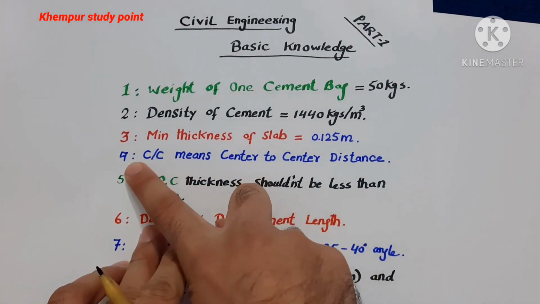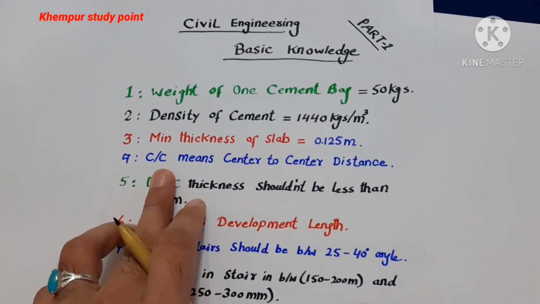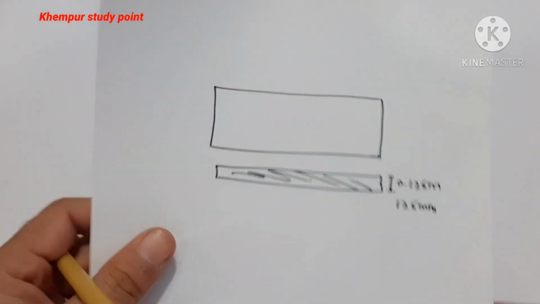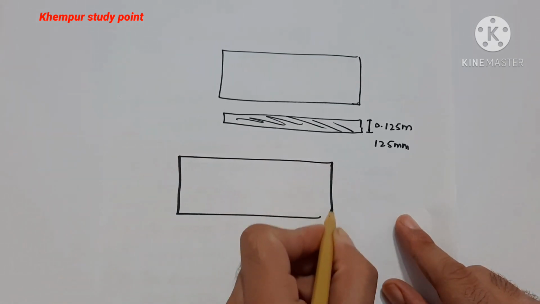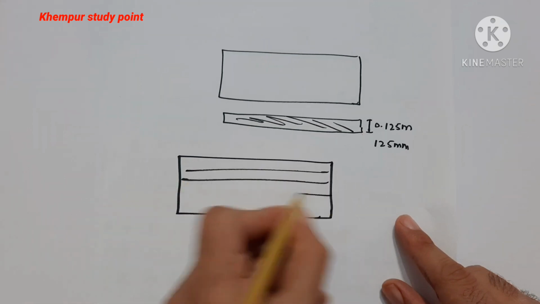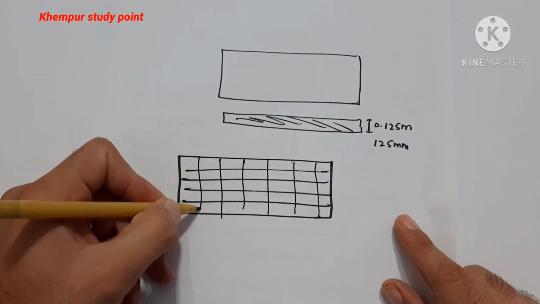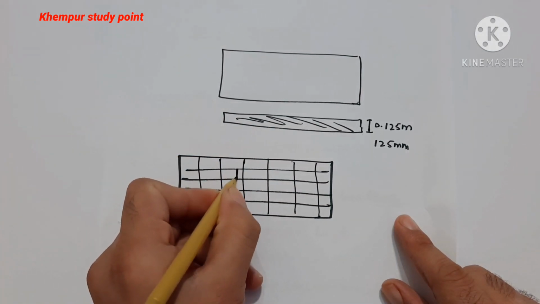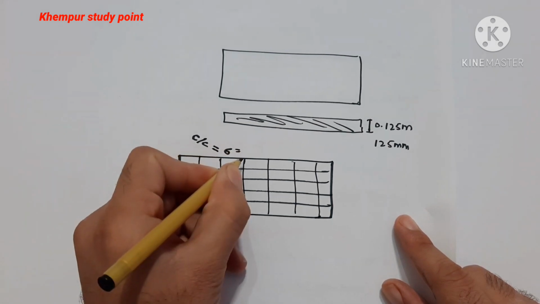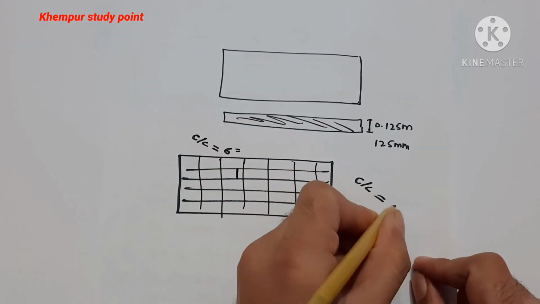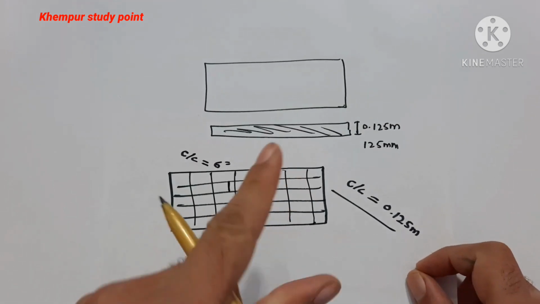Next, you can see the fourth one is C/C, meaning center to center distance. C/C is especially used in structure design for the slab or for any RCC members. You can see this is a slab, so we are providing main bars and distribution bars. These are distribution bars and these are main bars. The space between two steel rods we can say is C/C, for example 6 inches, or C/C is equal to 0.125 meter, etc. So it means spacing between two steel rods.